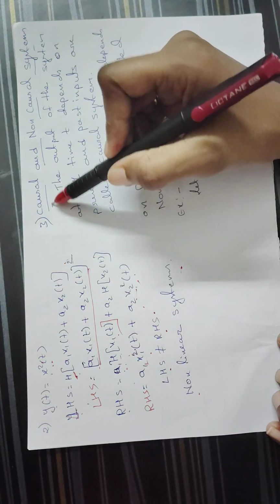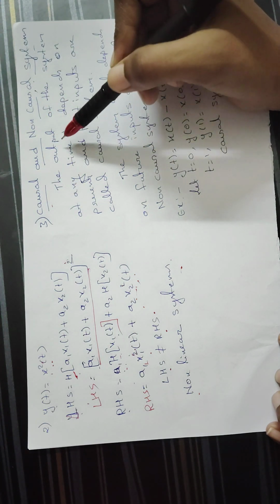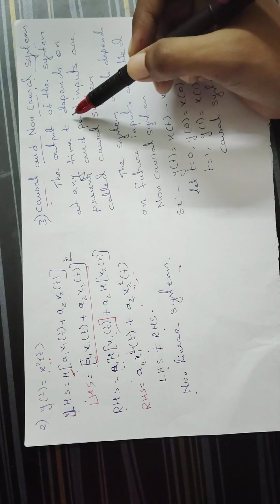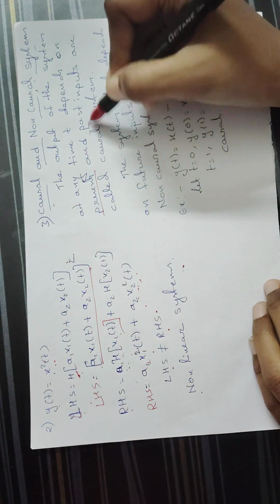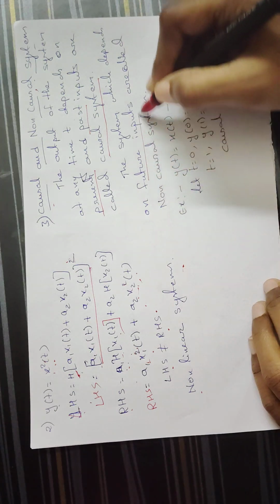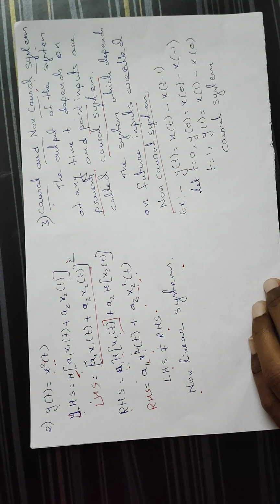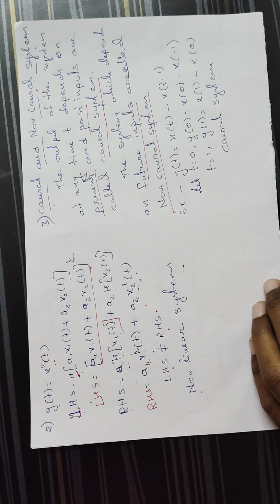Third type of system is what? Causal and non-causal systems. Here the causal systems are nothing but systems where the output at any instant of time depends on present and past inputs. If a system depends only on future inputs, then it is called a non-causal system. In static and dynamic systems, a static system only depends upon the present input values. Here the causal system depends upon the present and past inputs.